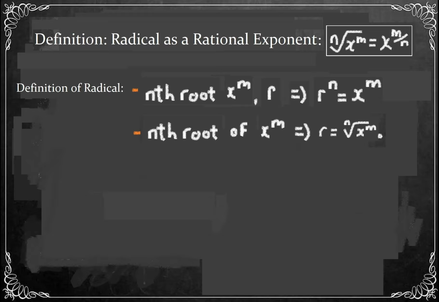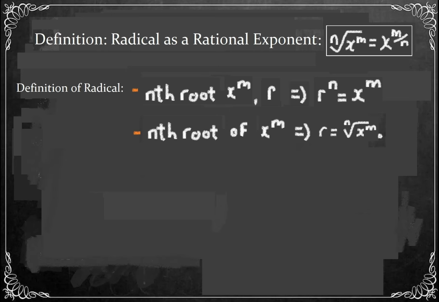M is the exponent of x, n is the index, which accommodates the type of root, such as cube root if n equals 3. If no index is shown, it's understood to be a square root, which means n equals 2. The operation returns the root, which equals r.